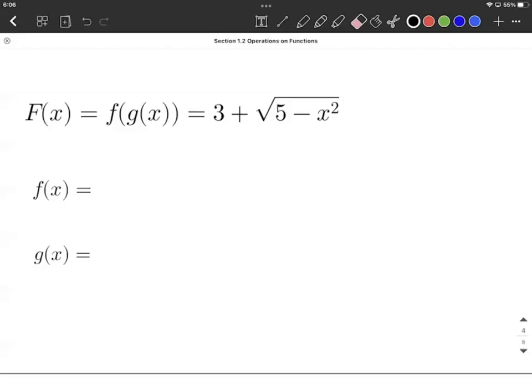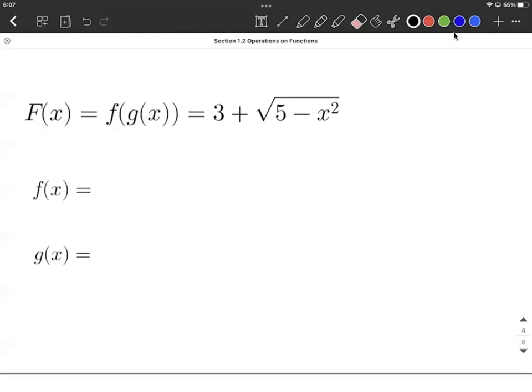The goal in this problem is to decompose a function that's been given to us. So big F of x has been given to us as 3 plus the square root of 5 minus x squared. But we're told that this is actually a composition of functions where f is our outer function and g of x is our inner function.